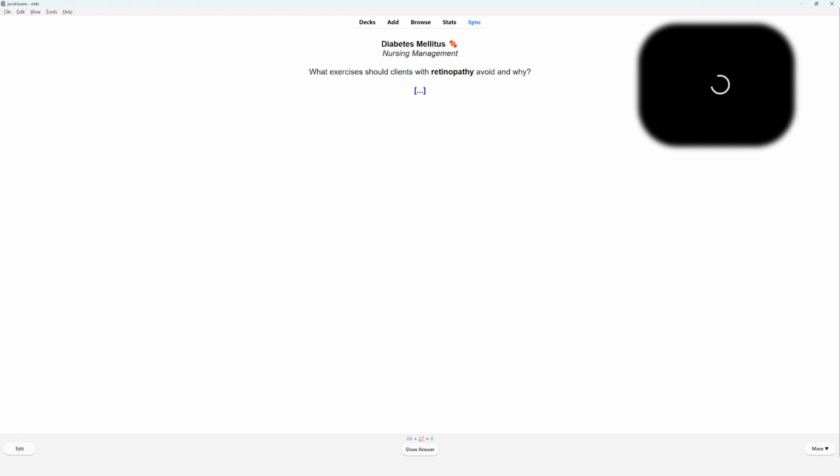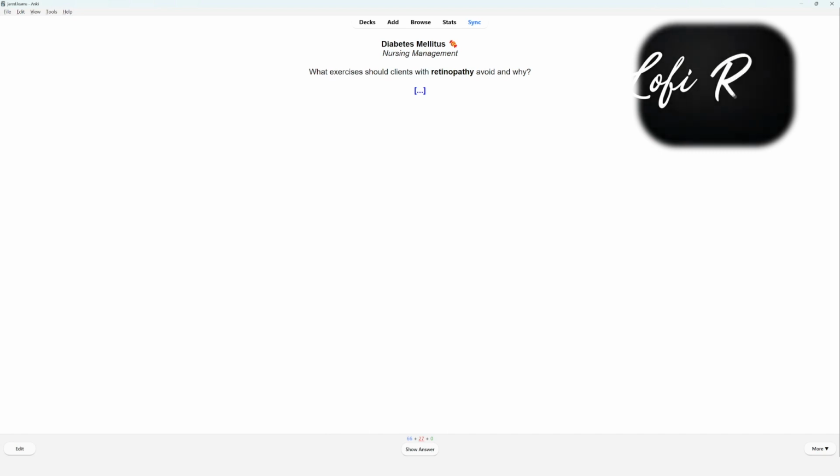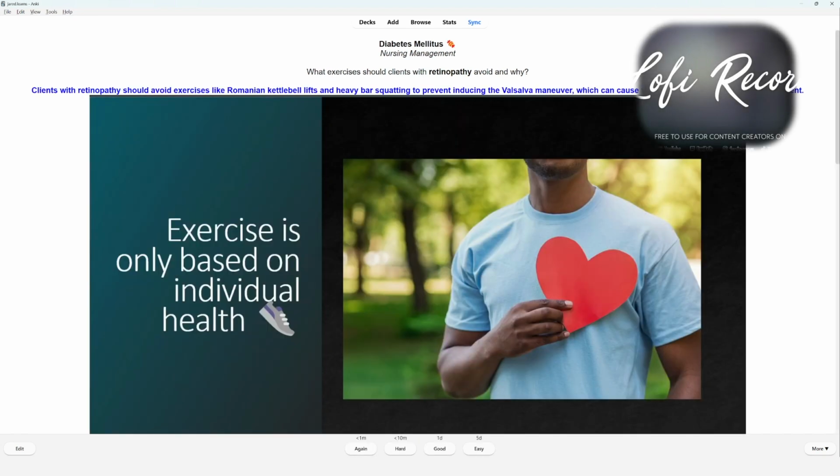What exercises should clients with retinopathy avoid and why? Anything with that Valsalva maneuver, they don't want to put pressure on the eyes that could cause a vitreous hemorrhage or anything of that nature.